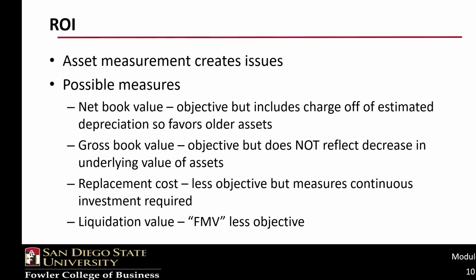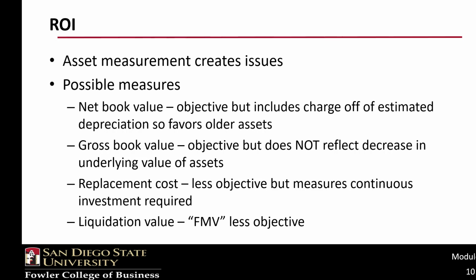So asset measurement almost always creates issues because the problem is, how do you measure the assets? So one way would be net book value, right? So you just lift it directly out of your financial accounting records. That's objective, but it includes a charge off of estimated depreciation, and that tends to favor older assets because, of course, their net book value is lower.